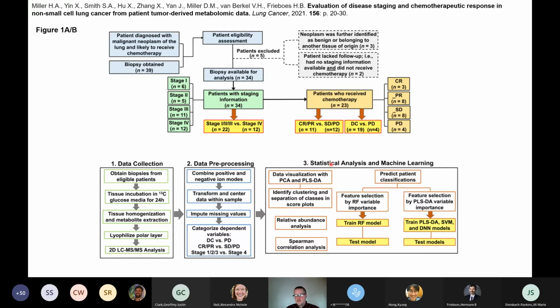To help predict patient classifications, we used two different methods of feature selection as part of the machine learning workflow, either by random forest or partial least squares discriminant analysis, or PLSDA. Then the predictive models were trained and validated with k-fold cross-validation.